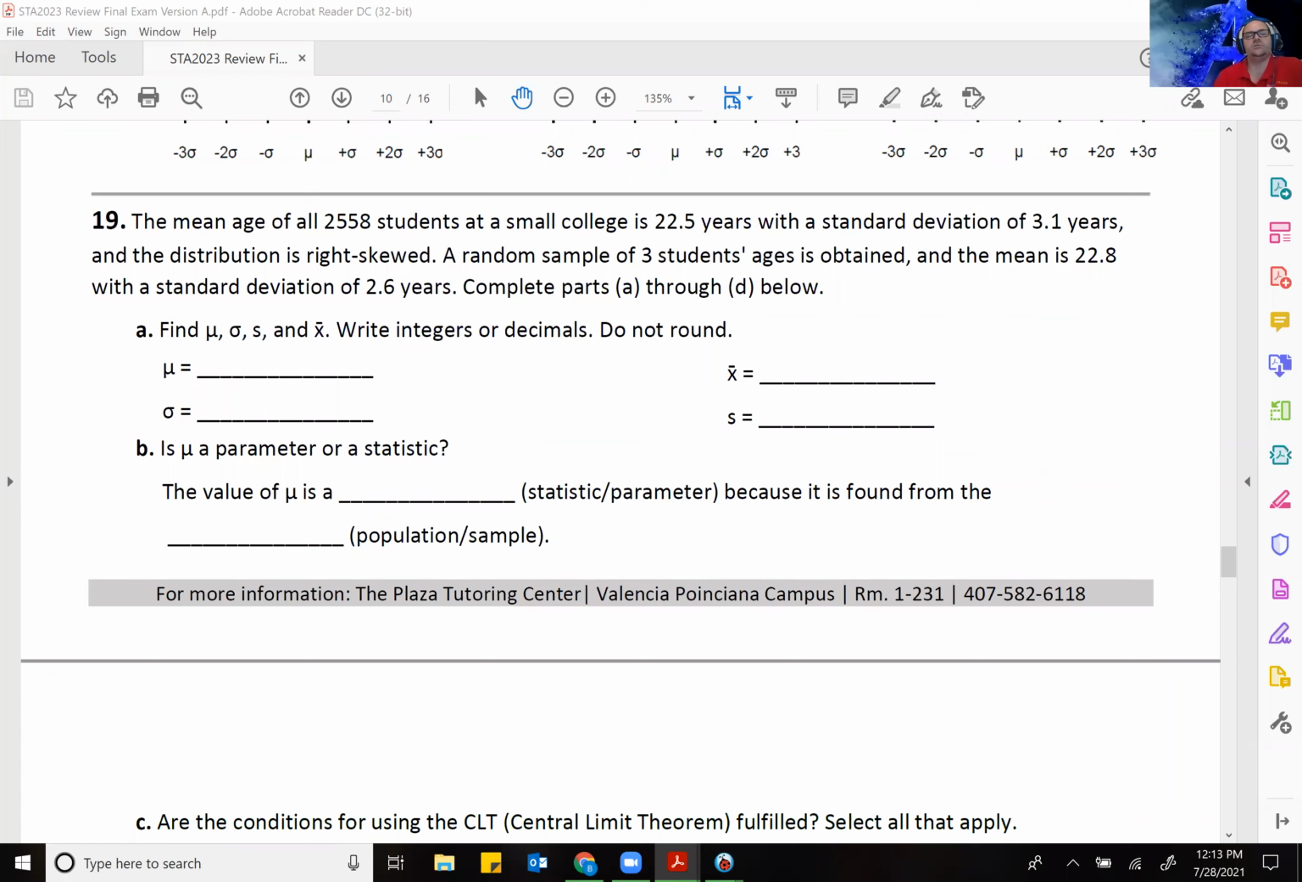So let's just answer this first question. Is it normal? No. How do you know that? Because it doesn't say it's normal. It says it's what? Right skewed. Okay, so we can't rely on normal. So we have to rely on the 25 or more. Do I have 25 or more? No.